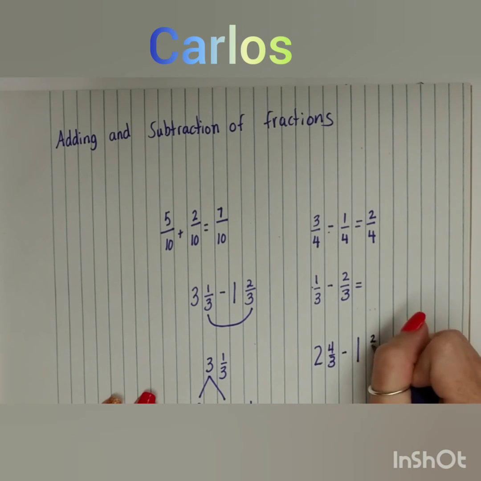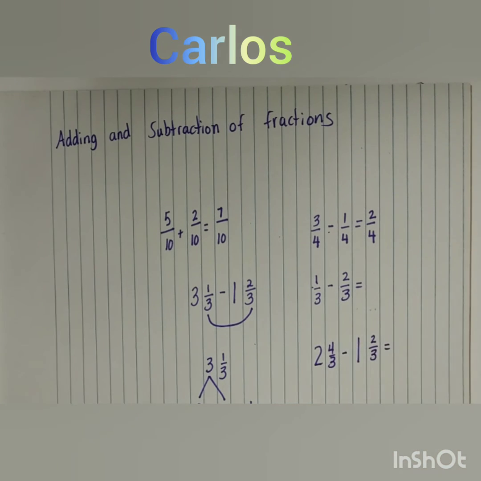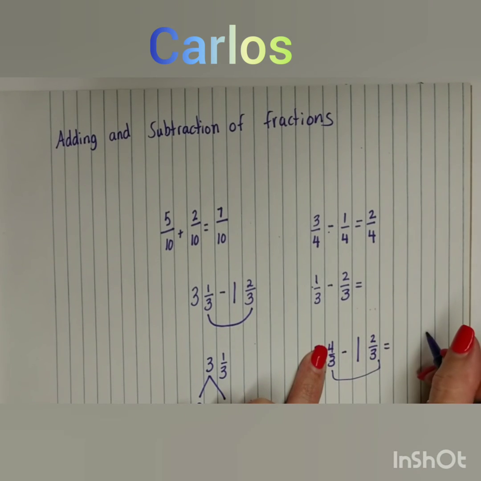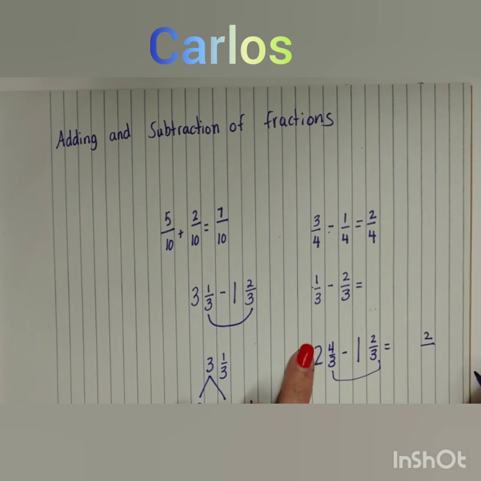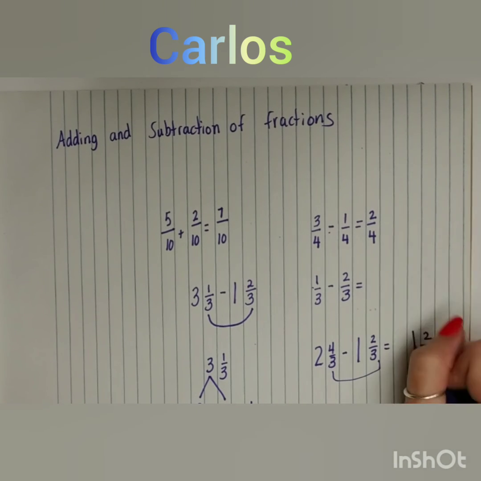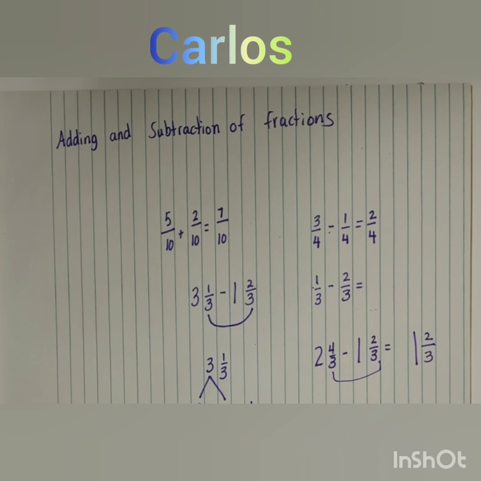Now I can subtract 2 and 4 thirds minus 1 and 2 thirds. First the fractions: 4 minus 2. Try again. Over 2. There you go. And what's my denominator? The denominator is 3. And 2 minus 1 is 1. All right? This looks pretty easy. This does look pretty easy.